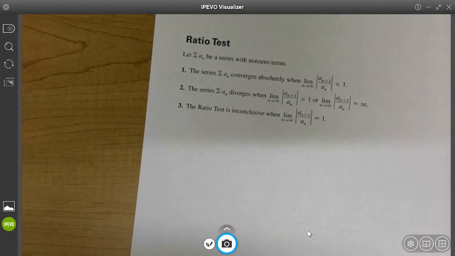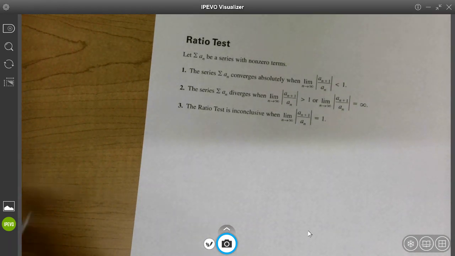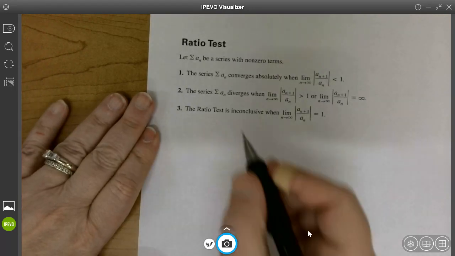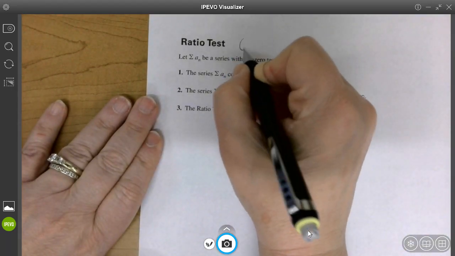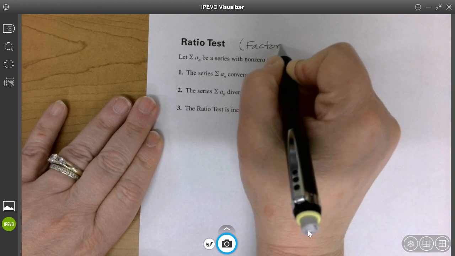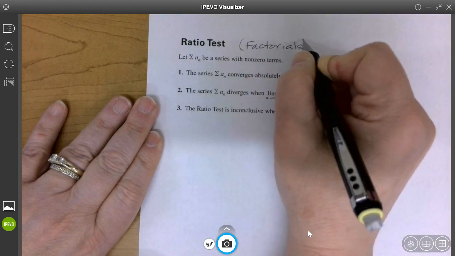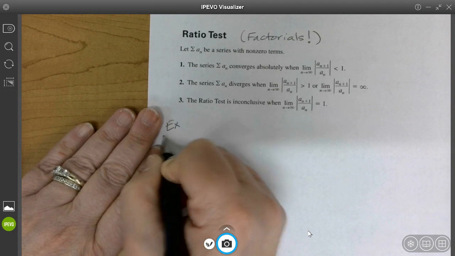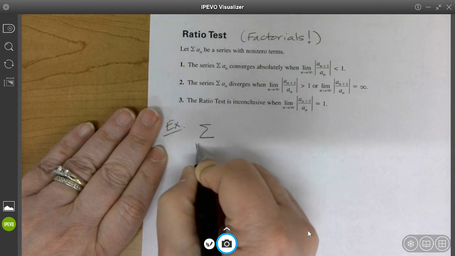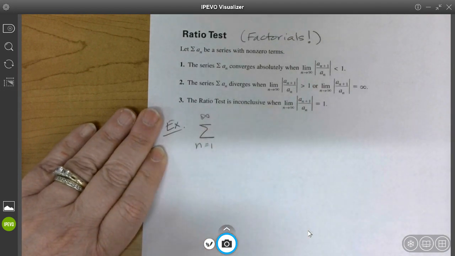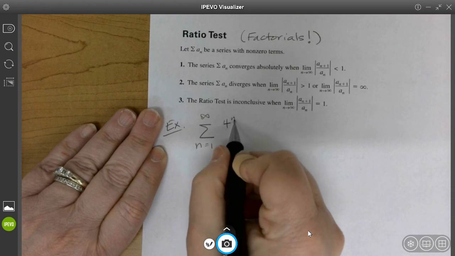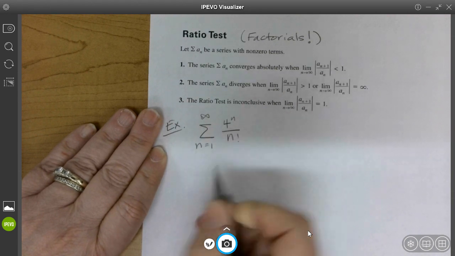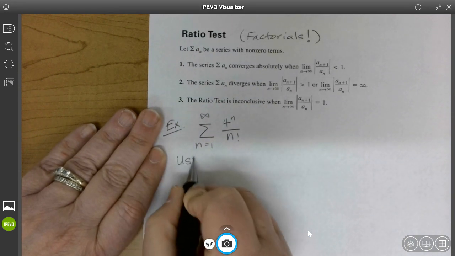Next one is the ratio test, which we are all familiar with, finding intervals of convergence and radius of convergence. So I'm going to quickly do an example here. I always use the ratio test when we have factorials involved. All right, so let's do an example, because I'm about to run out of time here. So the sum from n equals 1 to infinity of 4 to the n over n factorial, using the ratio test.